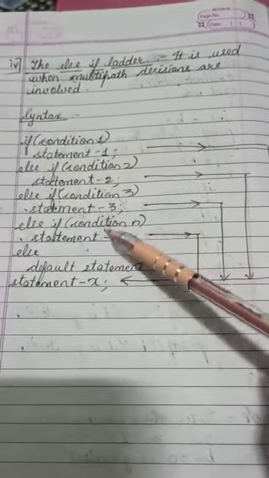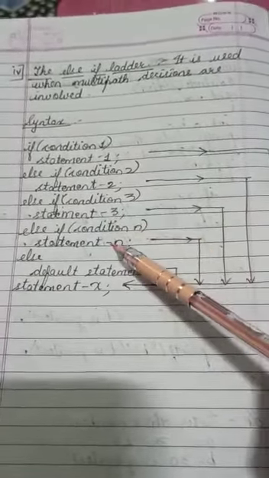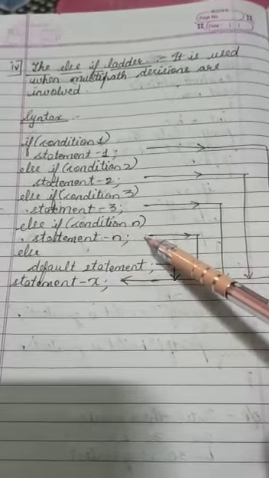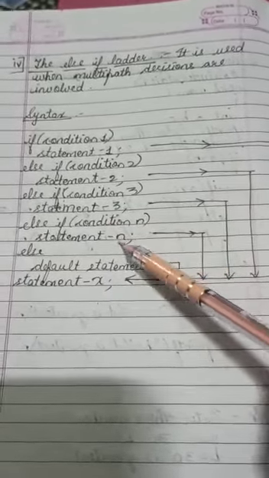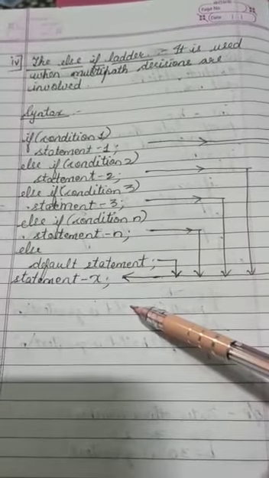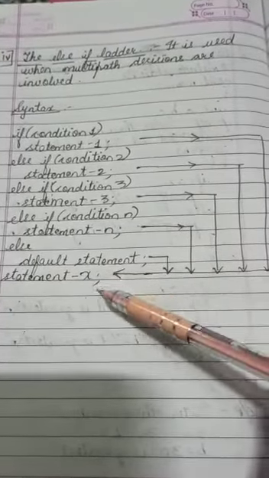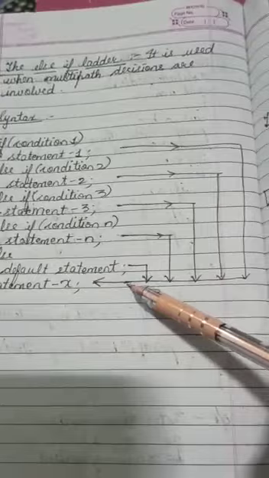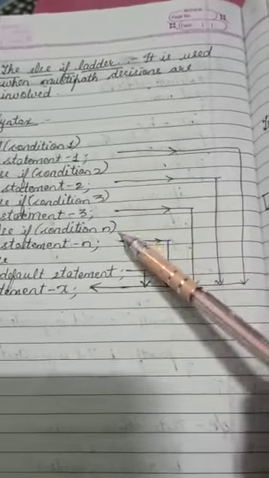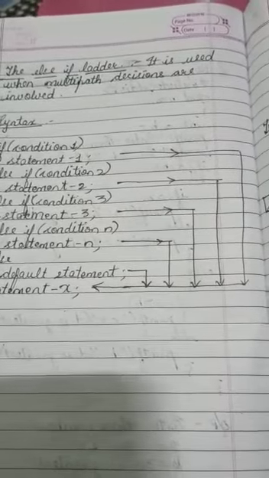Else, if condition 3 is true, then statement 3 is executed. This will continue till condition n. If condition n is true, then statement n will be executed. Else, the default statement will be executed, followed by the statement X. This complete else if ladder is shown in the flowchart given on the next page.